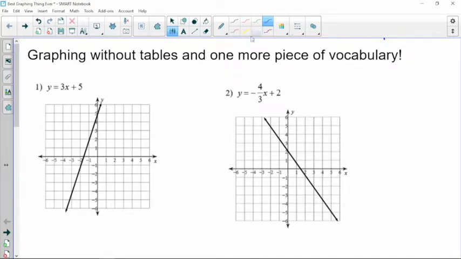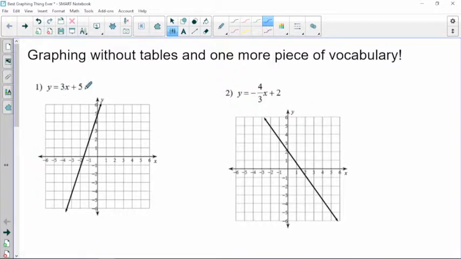Okay, one more thing about graphing. There are some things about equations of functions that can make it easy to graph without tables, but there's one more piece of vocabulary that you possibly haven't heard yet that I wanted to bring up. So let's look at these two examples.